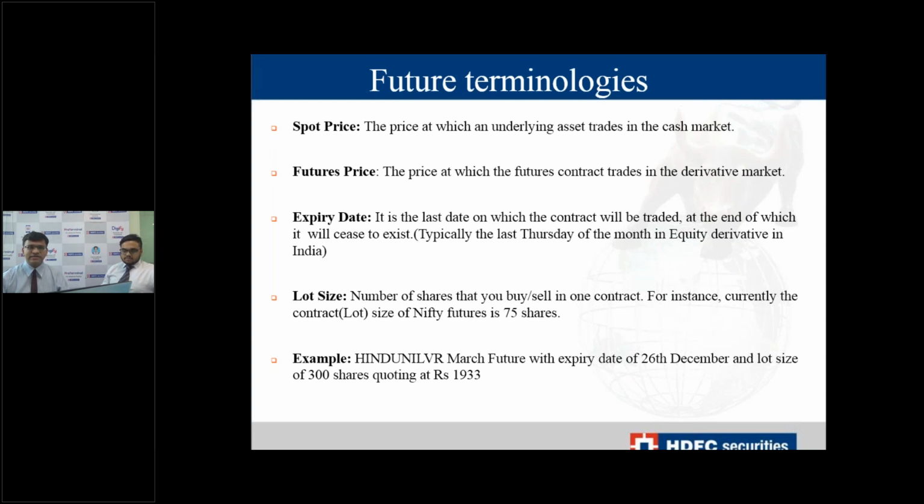Then expiry date. This is basically the date on which the contract will expire. In the Indian F&O markets, it's usually on the last Thursday of the month. Then we have a concept called lot size. Each contract has a different lot size. For the Nifty, the lot size is 75, which basically means that when you buy one lot of Nifty, you are buying 75 shares of the Nifty.